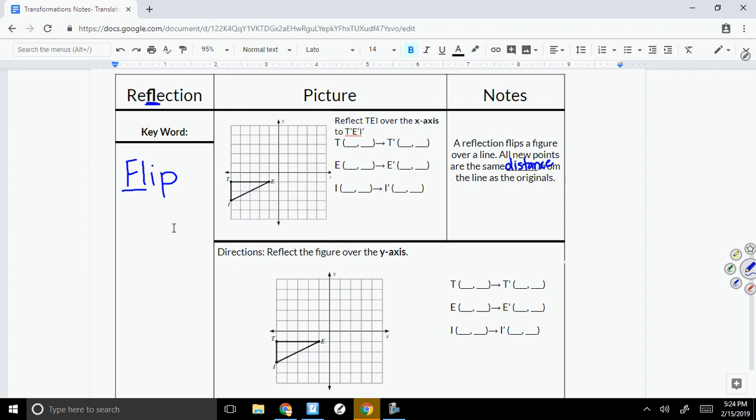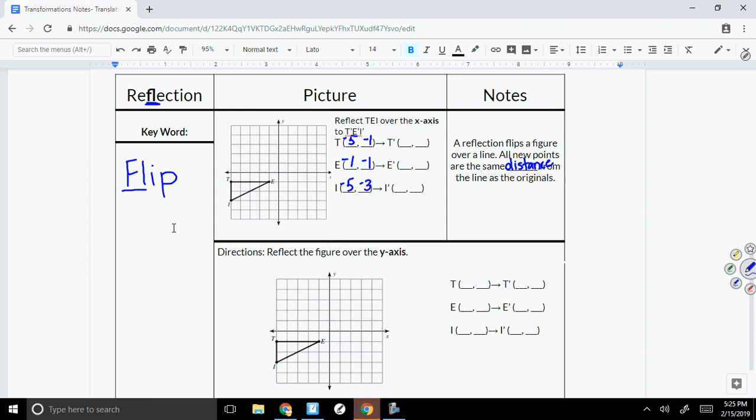So right here I have a triangle TEI, and I'm going to go ahead and write down the original coordinates right now, first, before we start reflecting. So T is at (-5, -1). E is at (-1, -1). I is at (-5, -3).